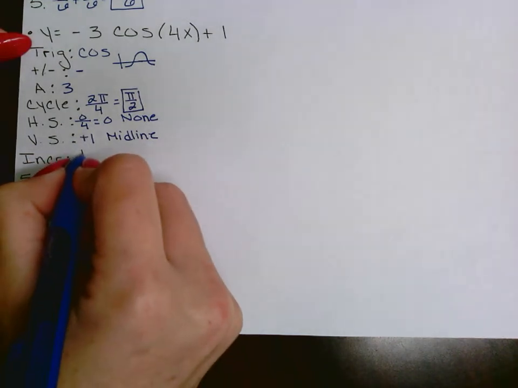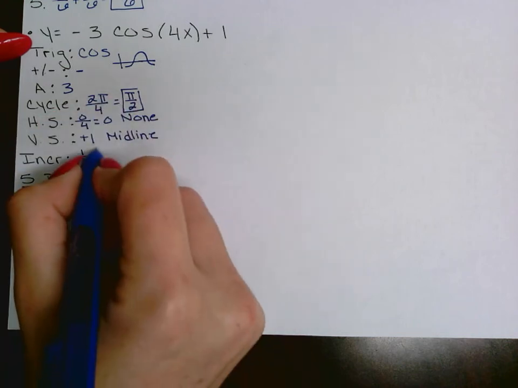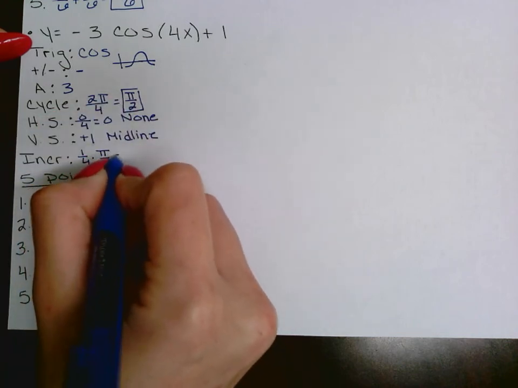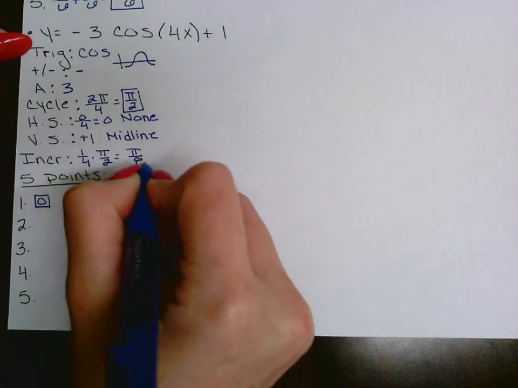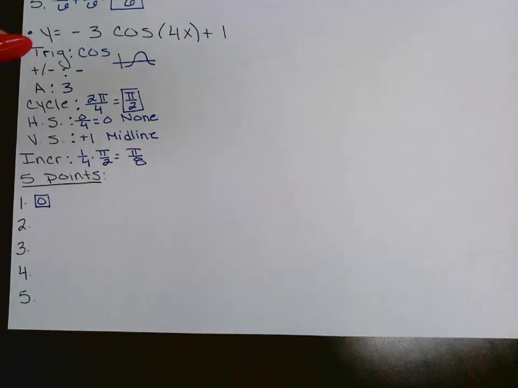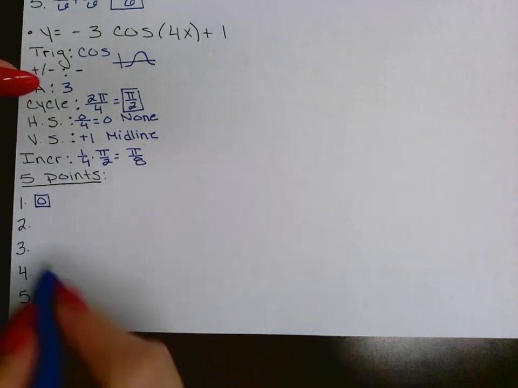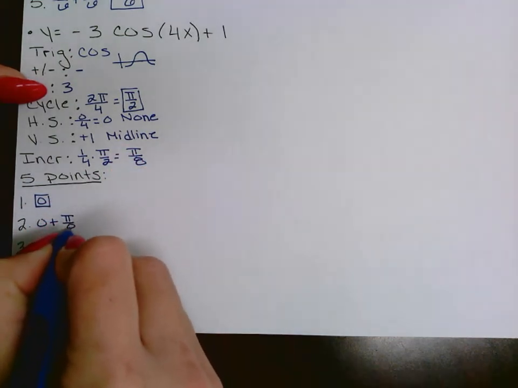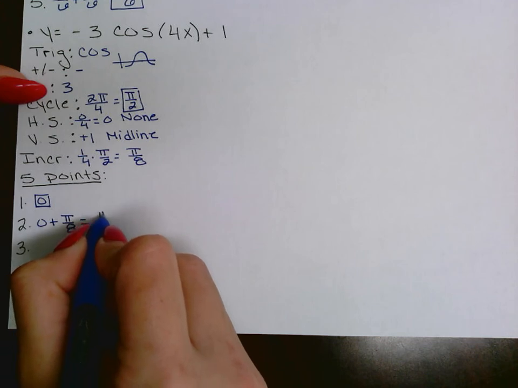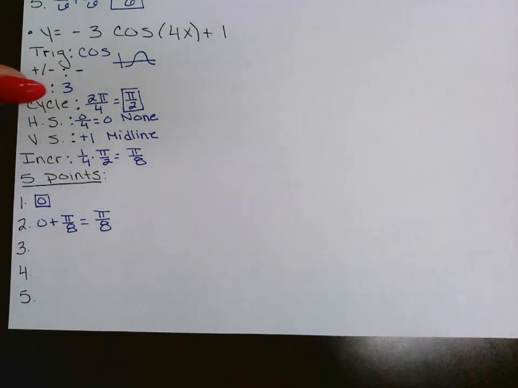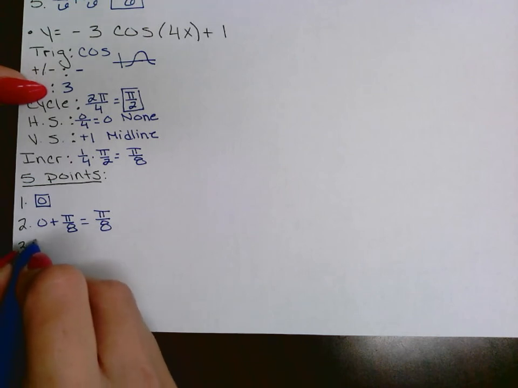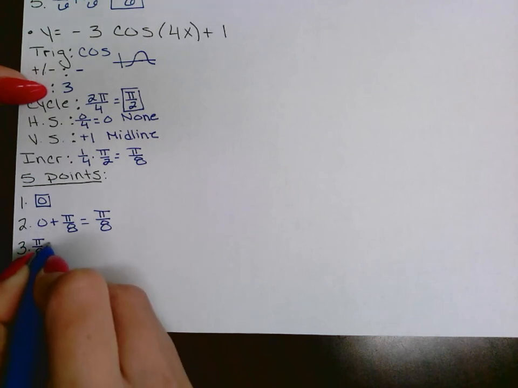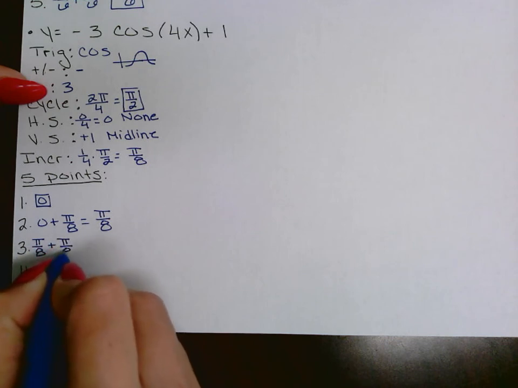My increment is 1/4 of my cycle. So that gives me pi/8. Okay? So if my first point of the 5 is at 0, I'm going to say 0 plus my increment. 0 plus pi/8 is pi/8. And if I continue to add a single pi/8, what do you think my next point is? 2 pi/8 and then 3 pi/8 and so on. So again, I'm going to show you the work just for your notes, but feel free to use that mentality.